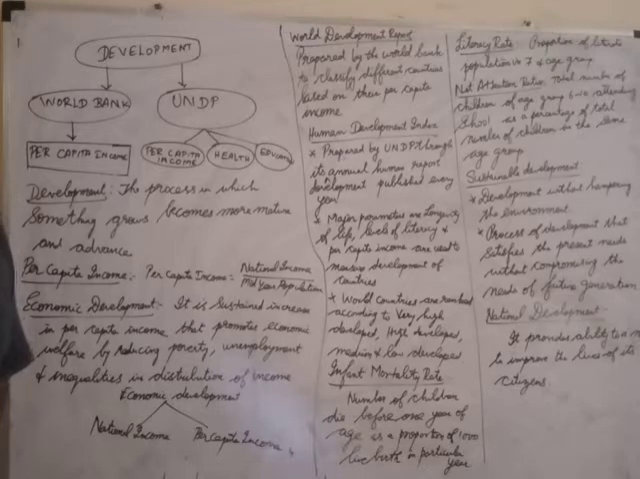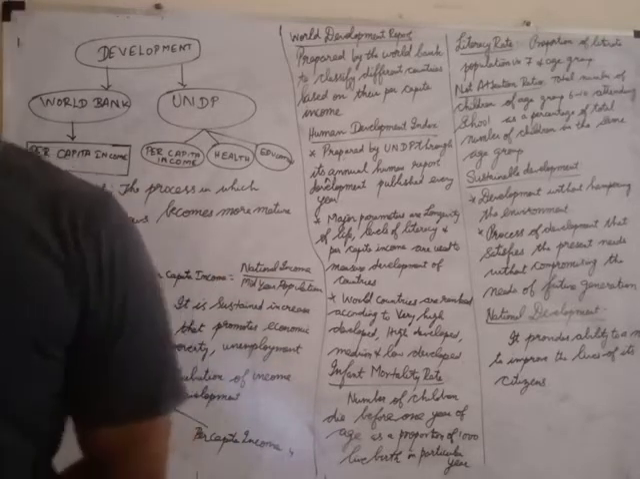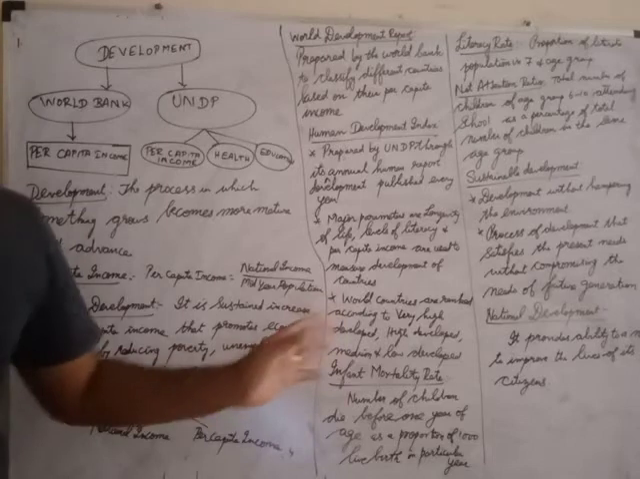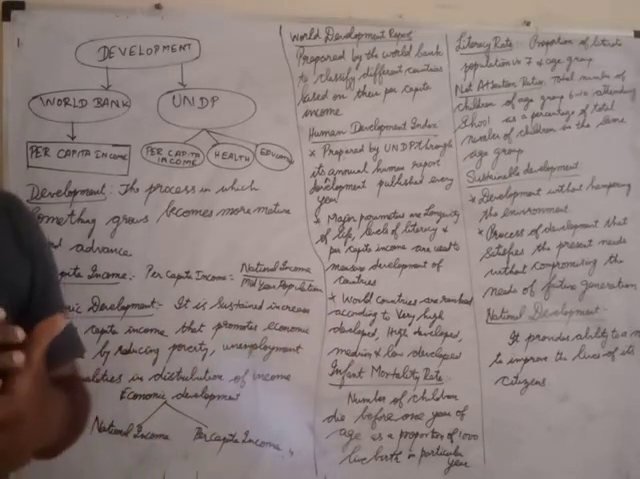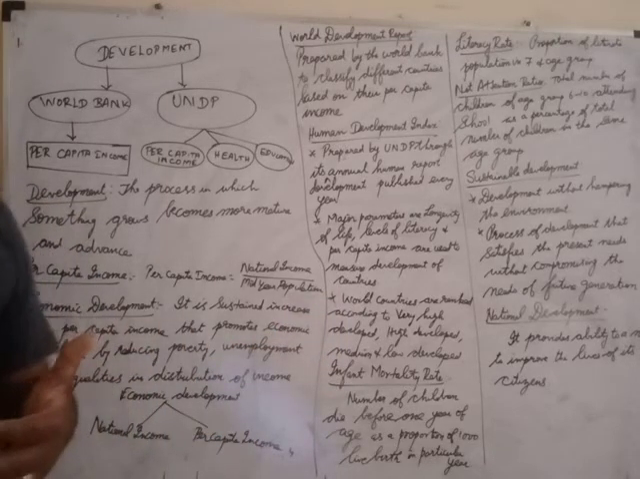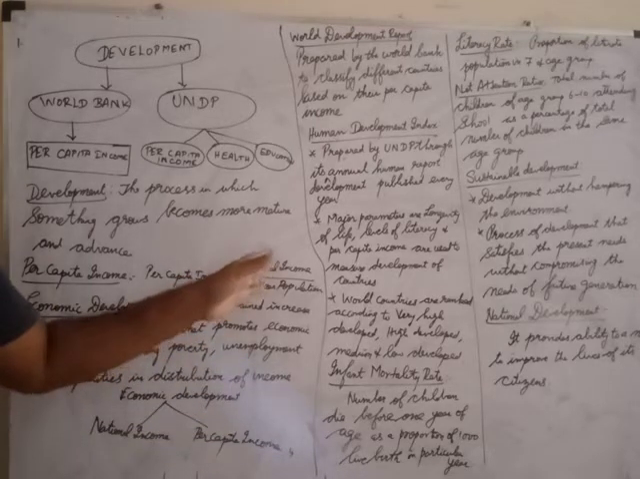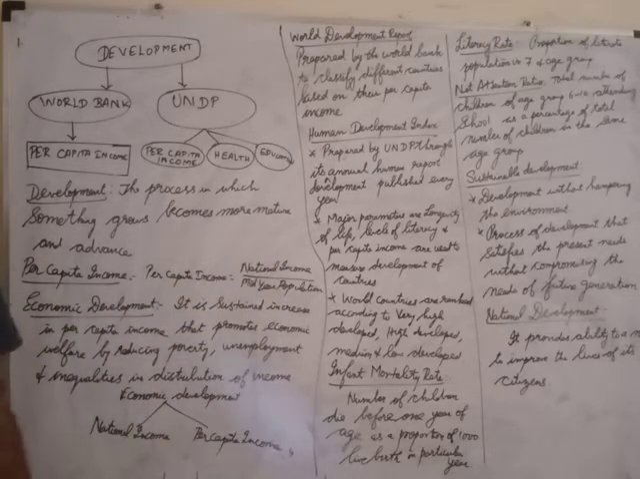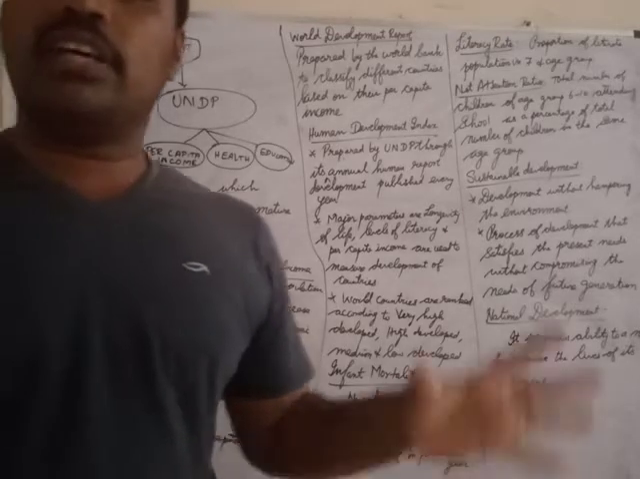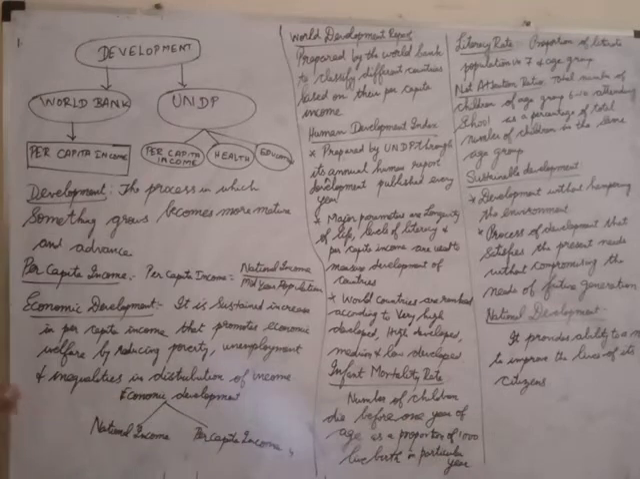Per capita income likewise. So what does per capita income mean? Per capita income is defined as the ratio of national income to mid-year population. That is, per capita income is measured as national income divided by mid-year population. By that only we will be calculating the per capita income.